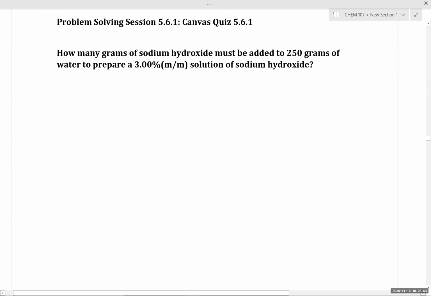So let's keep going now. Let's try to solve the following question. We're asked how many grams of sodium hydroxide must be added to 250 grams of water to prepare a 3% mass over mass solution of sodium hydroxide.